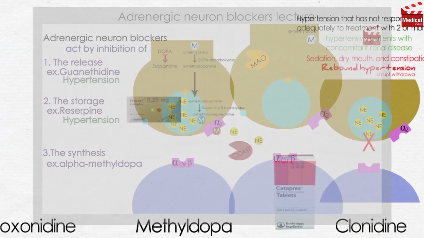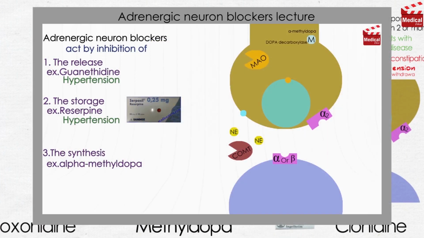Alpha-methyl-dopa acts by inhibition of dopa decarboxylase enzyme, which converts dopa into dopamine. And as we know, dopamine is a precursor for norepinephrine and subsequently epinephrine. This inhibition results in reduced dopaminergic and adrenergic neurotransmission in the peripheral nervous system. It is converted to alpha-methylnorepinephrine by dopamine beta-hydroxylase.